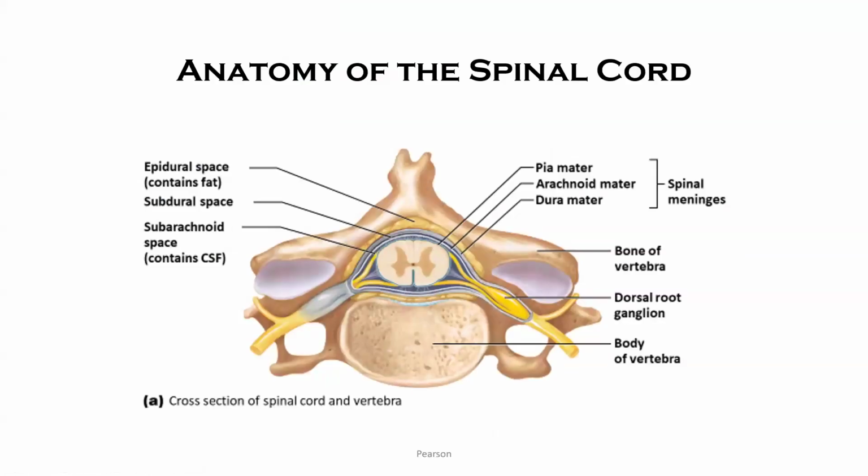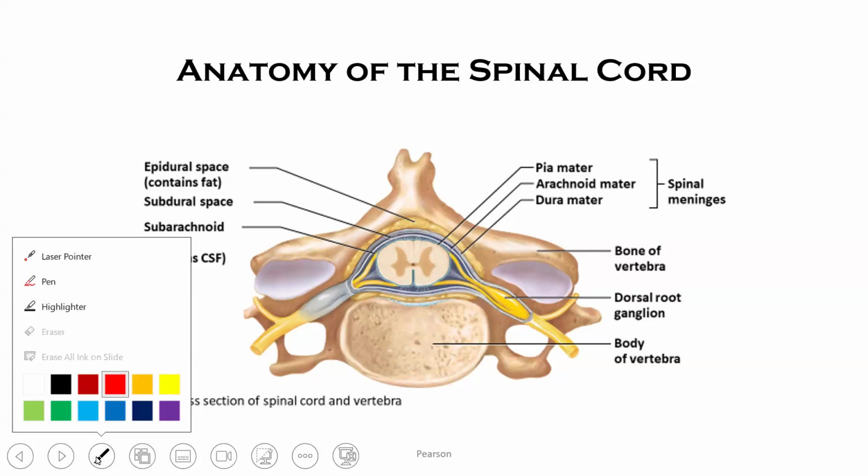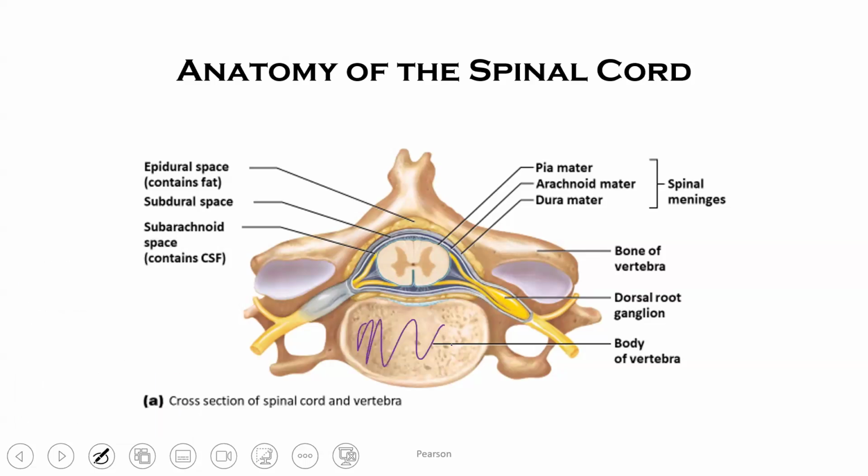This is the anatomy of the spinal cord, and you can see the cervical vertebra here. This is the spinous process. This is the front of the body. This is the back of our body. And then this is the transverse process area over here. And the vertebral body and the spinal disc would be right on top of this area right here.